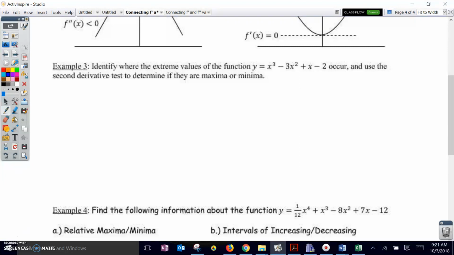Example 3, we're supposed to identify where the extreme values of the function occur and use the second derivative test to determine if they are maxima or minima. So hopefully you've read about the second derivative test a little bit, and essentially, it says that when we have a critical point where f prime is 0, we can look at the second derivative to decide if it's a maximum or a minimum.